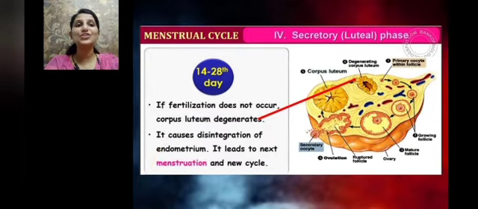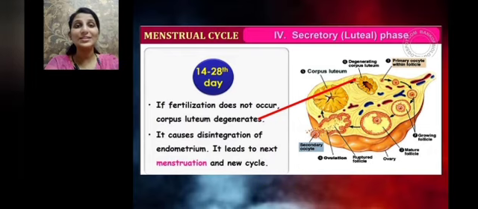If fertilization does not occur, what happens? What is the fate of the corpus luteum? It starts to degenerate. We can see the degenerating corpus luteum. And what is the function of progesterone? To retain the lining, the thickening of the endometrium. So no corpus luteum, no progesterone. No progesterone, what happens? The disintegration of the endometrium begins, and it leads to the next menstruation, and the new cycle begins.